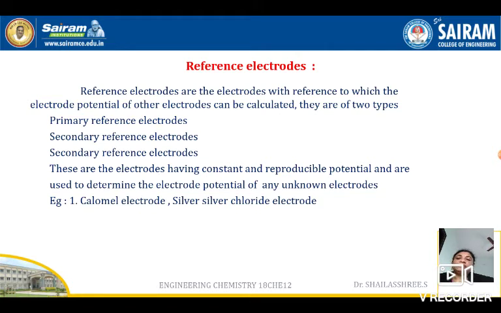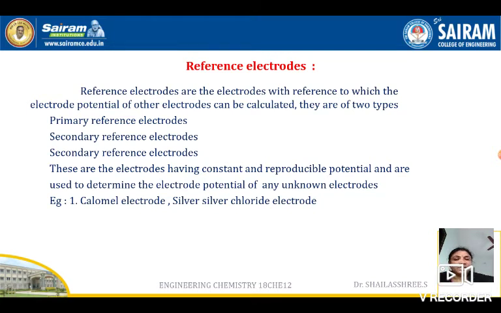What are the secondary reference electrodes? Secondary reference electrodes are the electrodes having a constant and reproducible potential, and they are used to determine the electrode potential of any unknown electrodes. The difficulties which were caused in the primary reference electrode are not there in the secondary reference electrodes.